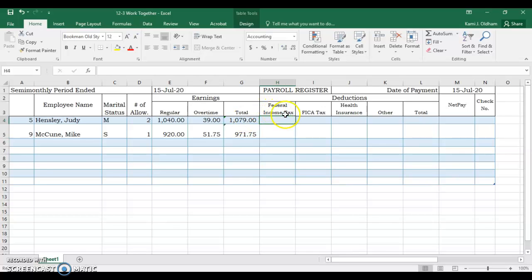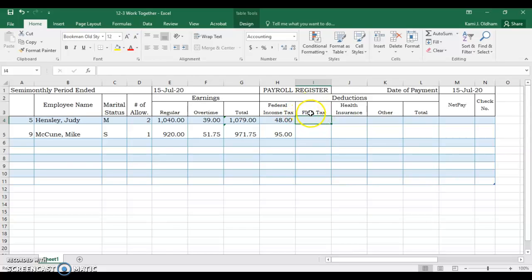For federal income tax, remember this is where you turn in your books to those pages that have the bright pink. That's 347 and 348. For Judy, she's married and has 2 allowances. I find her total earnings of that 1,079, and I discover that her federal income tax is $48. And then for Mike, I look for the 971.75. He is single with 1 allowance, and so his withholding is $95.